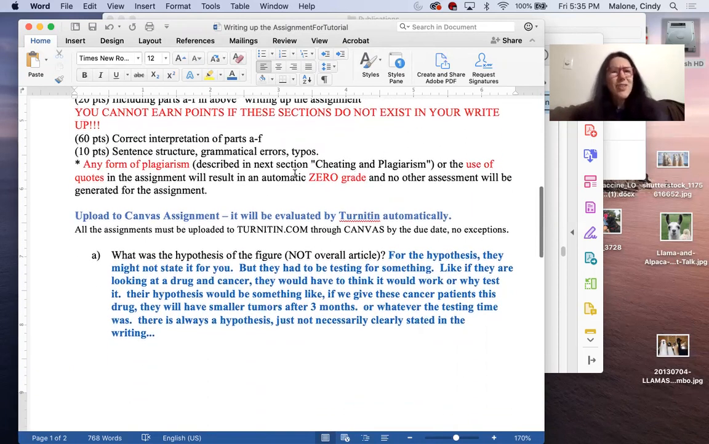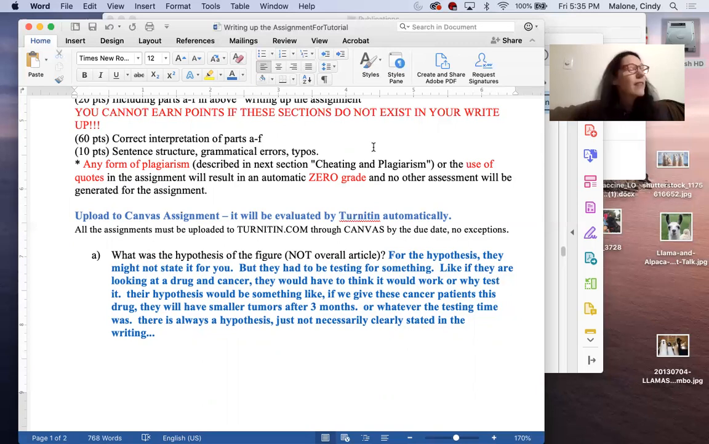If you plagiarize, you get a 0, but then you get 2 more chances because it's really hard to write science stuff in our own words. That's why we're doing this assignment. So don't get all panicky and don't lose your mind, right? You only lose 5 points each round, and you cannot use quotes.